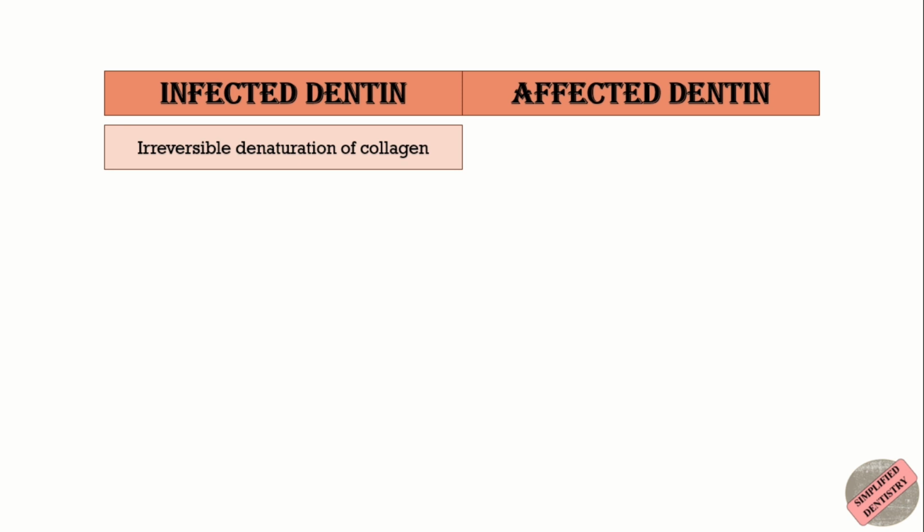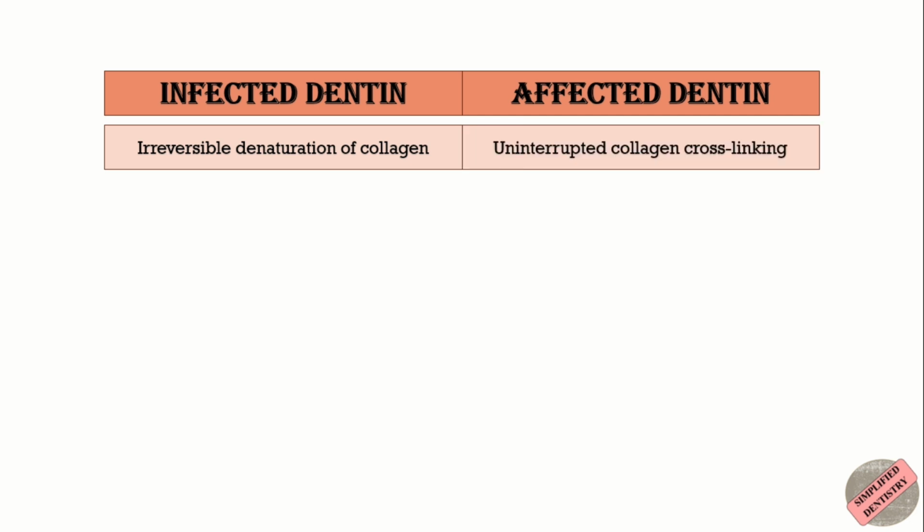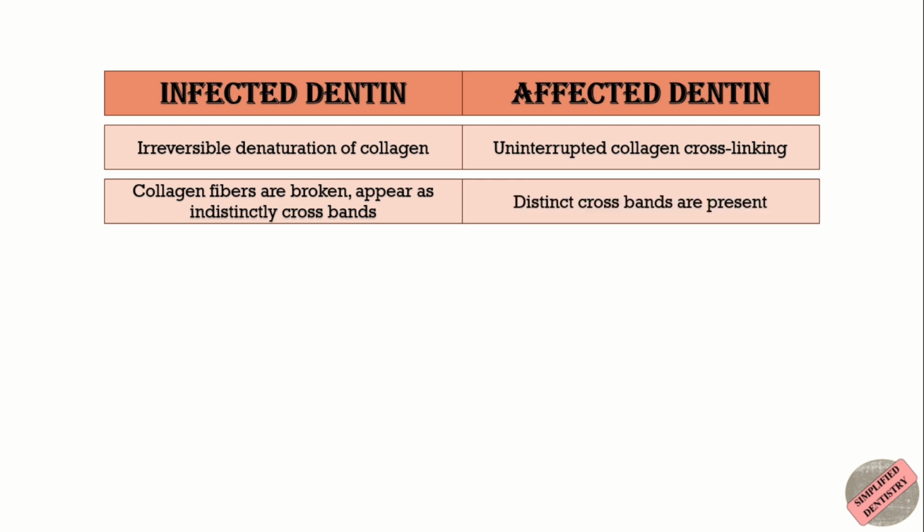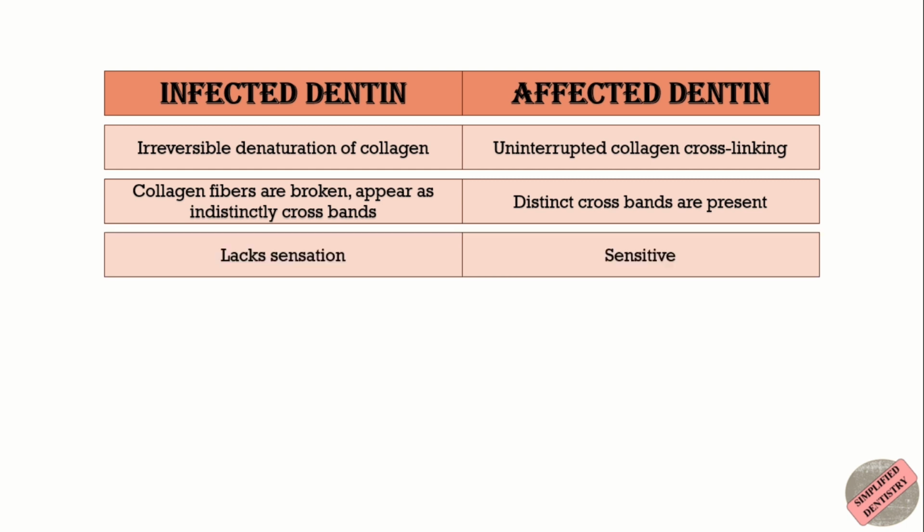There is irreversible denaturation of collagen in infected dentin, whereas in affected dentin there is uninterrupted collagen cross-linking. In infected dentin, the collagen fibers are broken and appear as indistinct cross bands, whereas in affected dentin, distinct cross bands are present. Infected dentin lacks sensation, whereas affected dentin contains sensation.